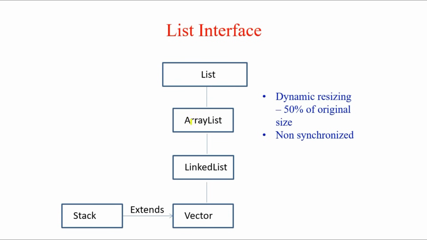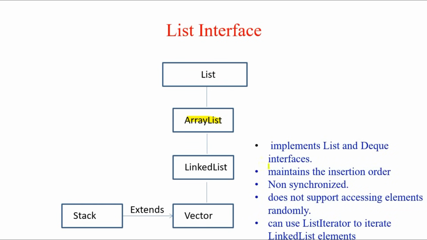The very first we are going to cover, with its unique elements, is ArrayList. ArrayList is dynamically resizing, and whenever the list is full and you want more elements to be added, it automatically resizes by 50% of the original size. And the very important unique feature of ArrayList is that it is non-synchronized.